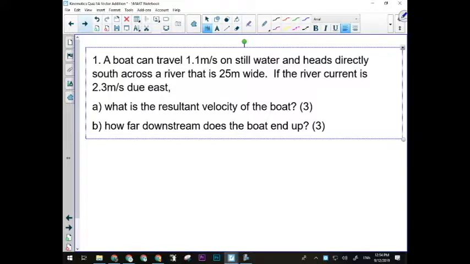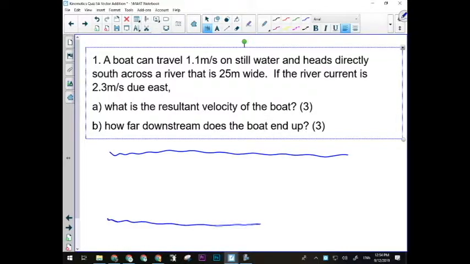All right, so for question number 1, we have a boat that can travel at 1.1 meters per second on still water. And it heads directly south across a river that is 25 meters wide. So I know this river is 25 meters wide, and I know that the boat is traveling south at 1.1 meters per second. I also know that the river current is 2.3 meters per second east.